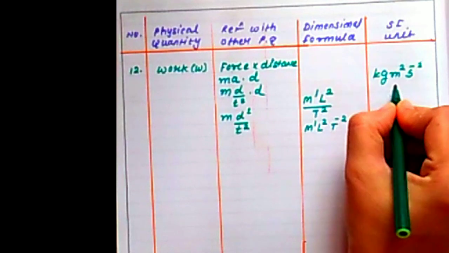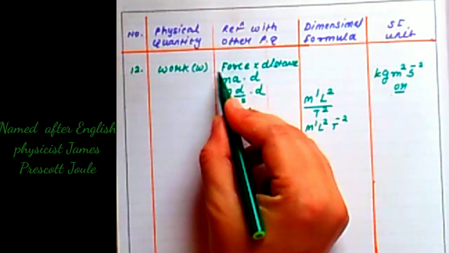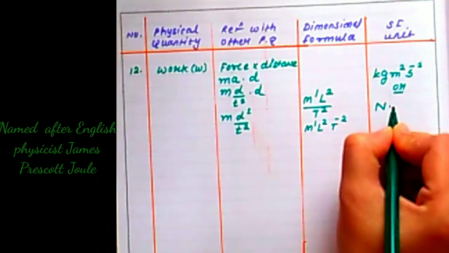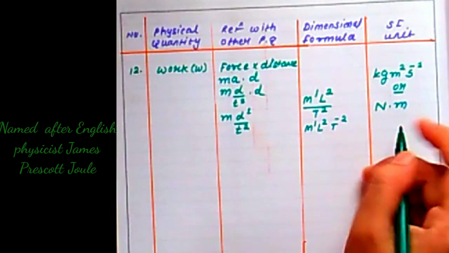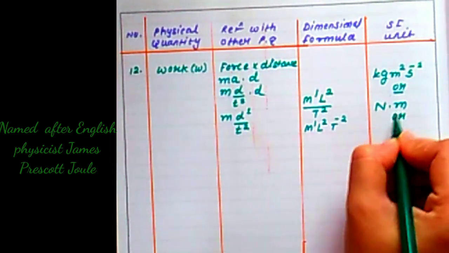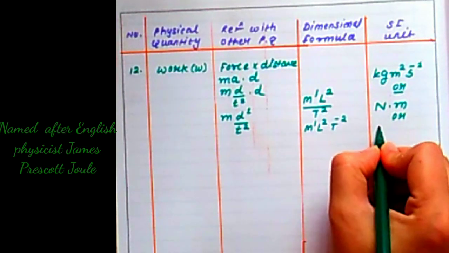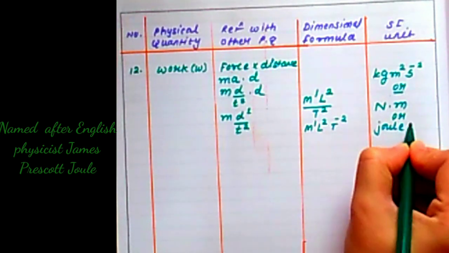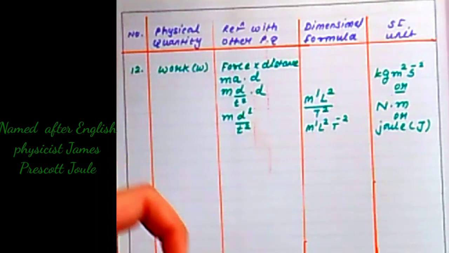Now let us understand the second unit of work. So the unit of force is Newton and unit of distance is meter. Here Newton into meter is equal to joule, and 1 joule equals 1 Newton into meter. Joule is the SI unit of work.